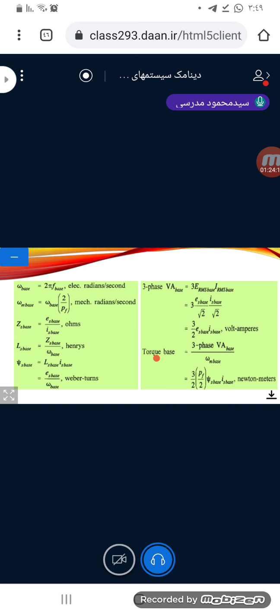And finally, torque base is equal to three-phase volt ampere base divided by omega_m base, which is equal to 3 over 2 multiplied by P_F over 2 multiplied by psi_S base multiplied by I_S base, Newton meters.